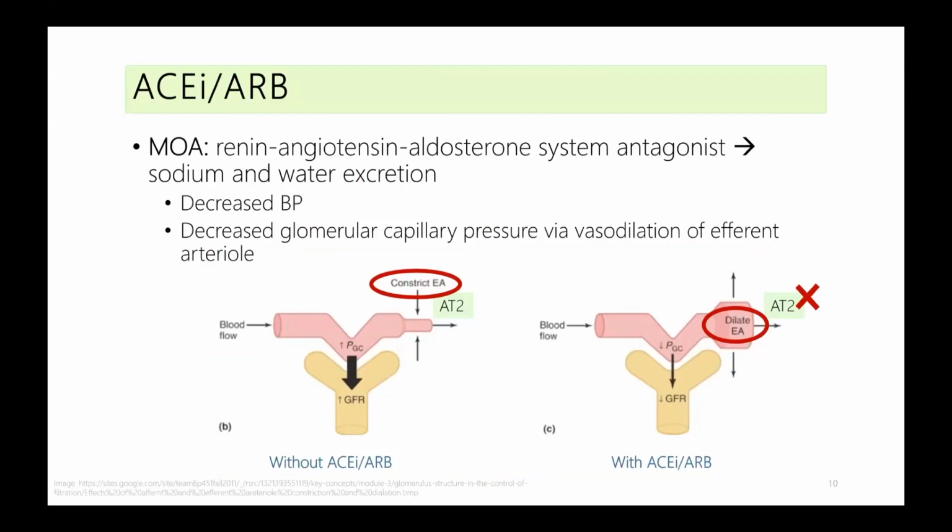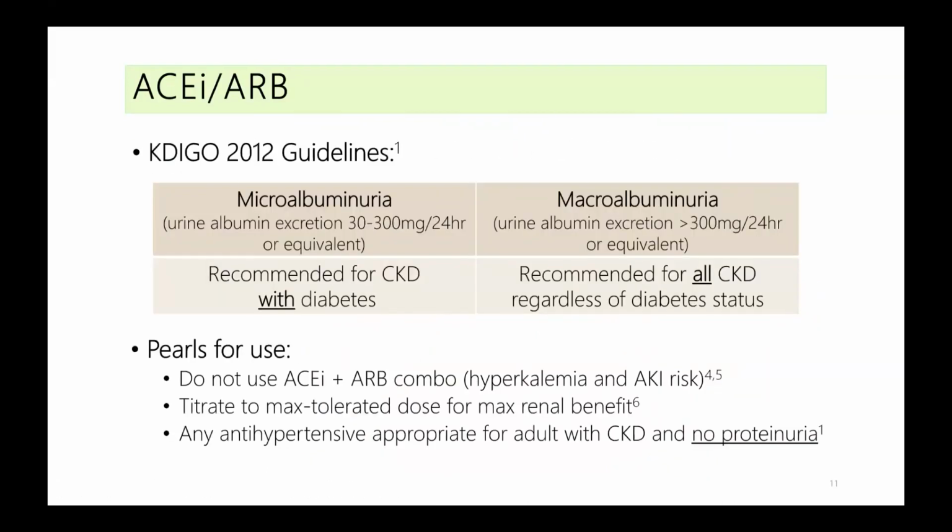And then secondly, angiotensin 2 is responsible for the constriction of the efferent arteriole, which is shown here on the left-hand side of the picture that I put on my slide. So when the efferent arteriole is constricted, it builds up the pressure in the glomerulus, and this hydrostatic pressure leads to more protein being filtered out into the urine. So by antagonizing the action of angiotensin 2, which is shown here on the right-hand side of the slide with the ACE inhibitor and ARB, the ACE inhibitor or ARB actually dilates the efferent arteriole, which then reduces the capillary pressure within the glomerulus and leads to less proteinuria.